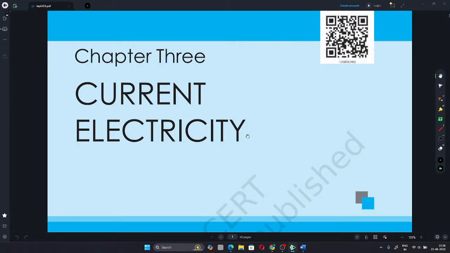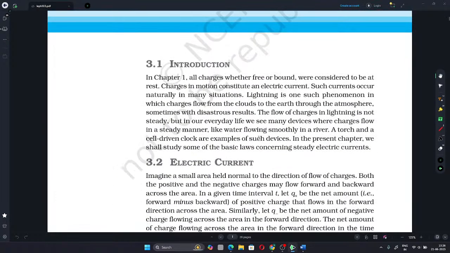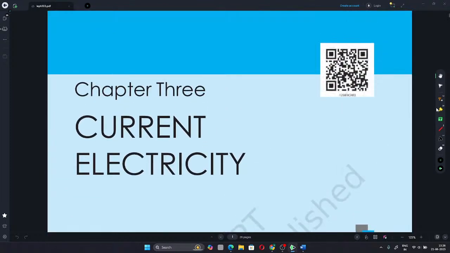Chapter 3, Current Electricity, of Physics.